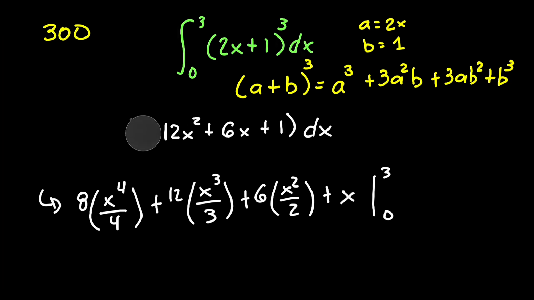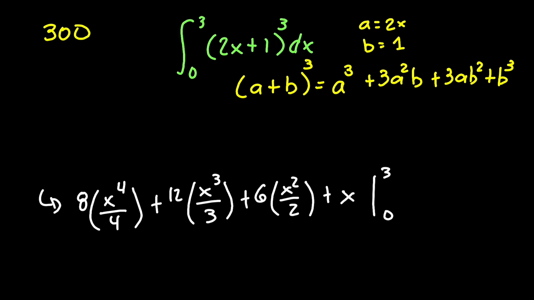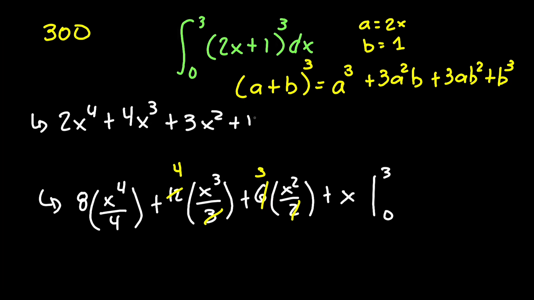So let us substitute the values here. But first, let us simplify this. 8x to the power of 4 over 4 is equal to 2x to the power of 4. For this, 12 divided by 3 would be equal to 4. 6 divided by 2 would be equal to 3. And so this would be plus 4x cubed plus 3x squared plus x, ranging from 3 to 0.